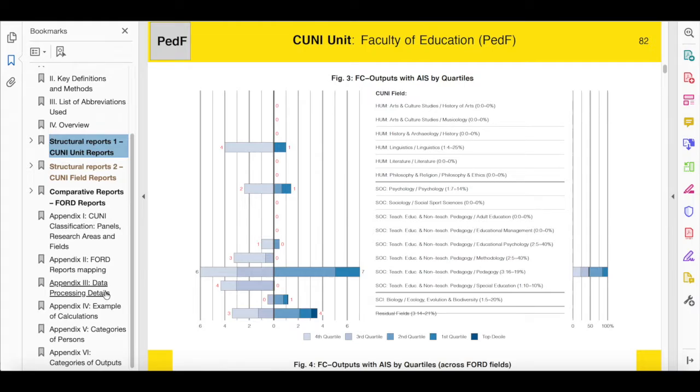It is important to note that counts of outputs in this figure are represented by fractions, prorated according to the number of co-authors affiliated with a unit, and the total number of co-authors listed on each output. For more details about counting of outputs, see Appendix 4.